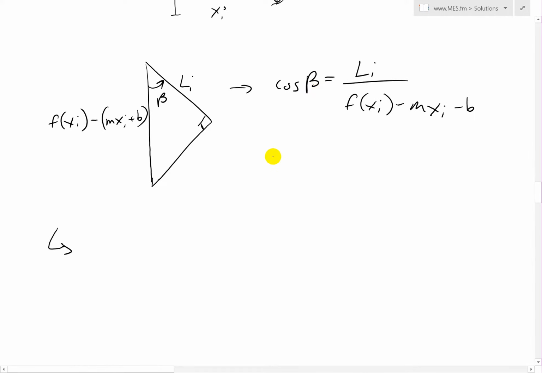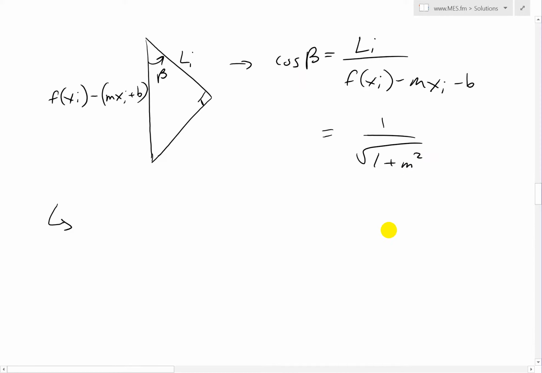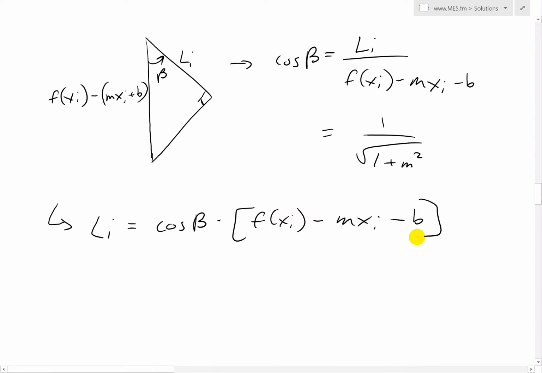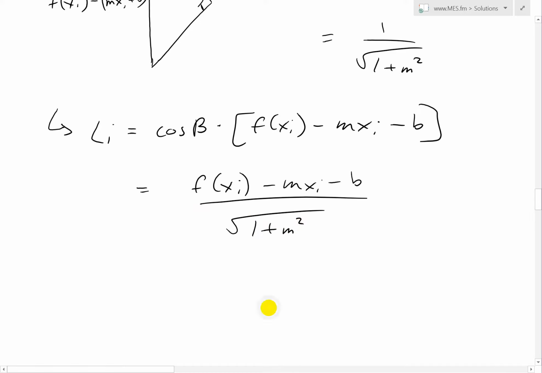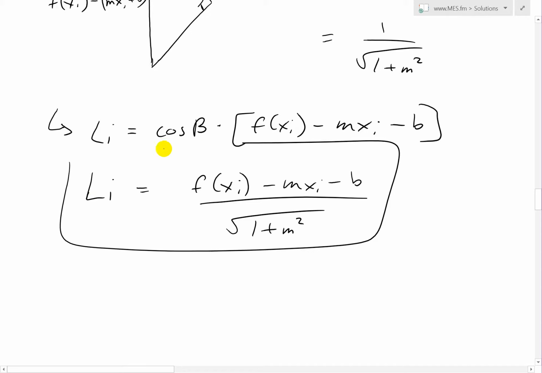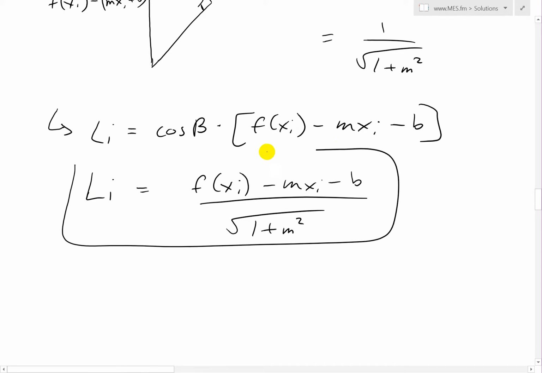So this equals, I'll just put this down here, which again equals 1 over the square root of 1 plus m squared. That's this cosine beta. So solving for it, we get Li is equal to cosine beta times f of xi minus m xi minus b. And then this cosine is just going to be f of xi minus m xi minus b, all divided by the square root of 1 plus m squared. So we have our Li and we have our delta u.